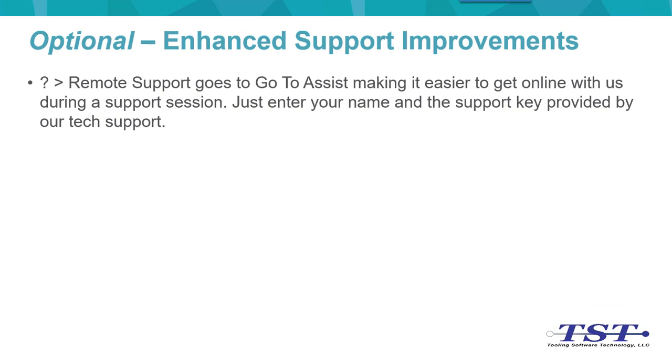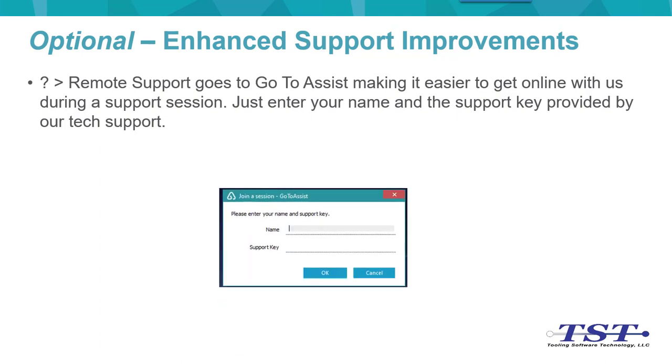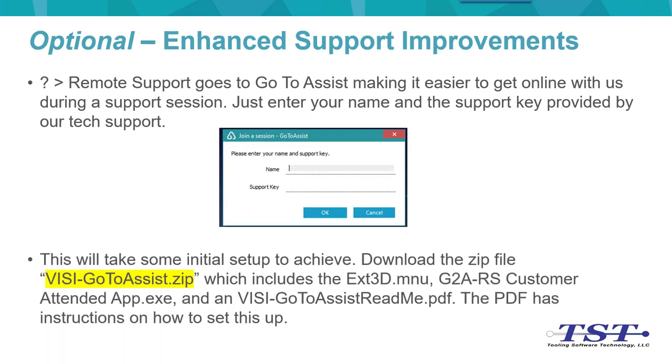So this is an optional enhancement. Under the question mark, we have a remote support option. We have developed some new options to be able to link to GoToAssist. With our support team, we use GoToAssist. All you have to do is enter your name and support key. No longer do you have to go to any websites. You just go right inside of VISI, question mark, remote support, and it will go right to it.